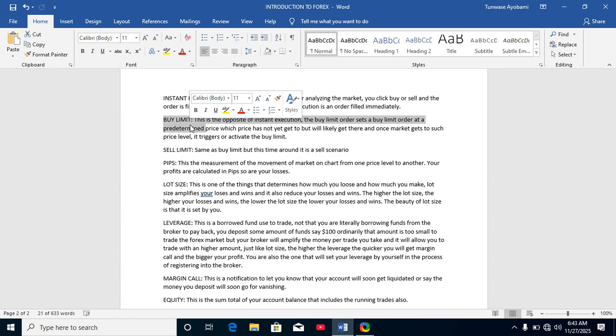So why buy limits? What a buy limit does is this: you've analyzed the market and you see that this market is going to buy, but presently that market is selling.